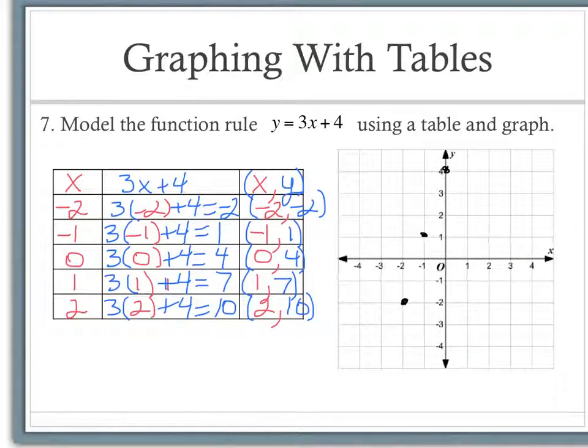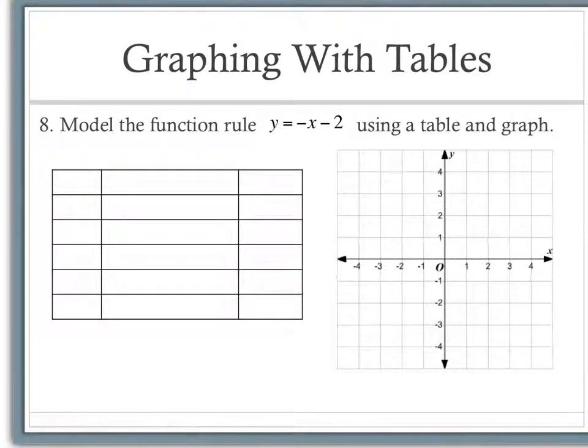So in this case, we only have 3 points, and actually you really only need 2 points to form a line. So after you have your 3 points plotted, go ahead, take your ruler, connect your 3 points, remember to extend it off the graph, and draw arrows on both ends.